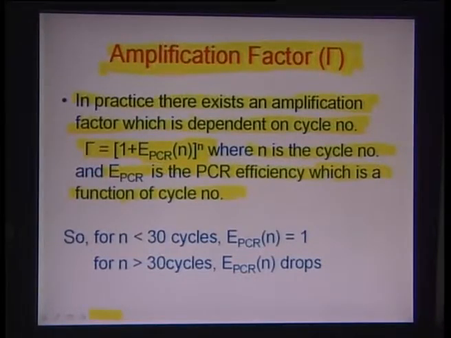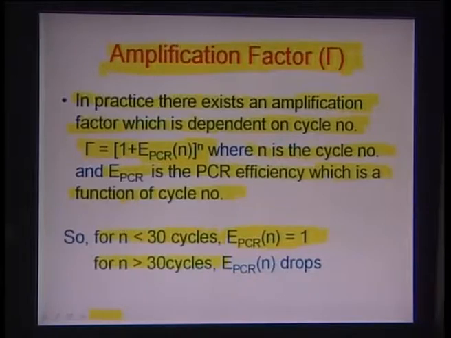So we see that for the initial few cycles, let us say for n less than 30 cycles, the E_PCR is 1. This is after the assumption that the diffusion has taken place and the molecules are distributed all throughout the matrix of the chemical reaction. And for a number of cycles more than 30, the E_PCR drastically drops down, and this plateaus the growth rate for the DNA of a particular sequence.